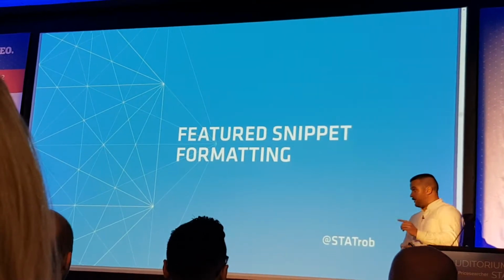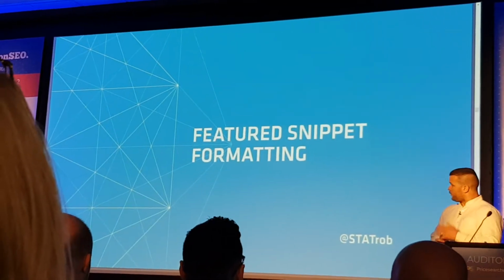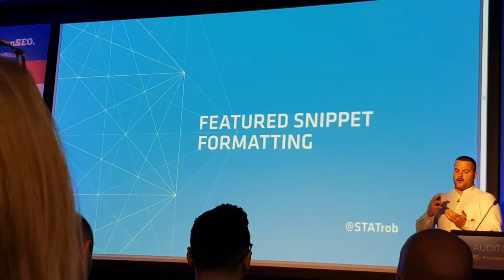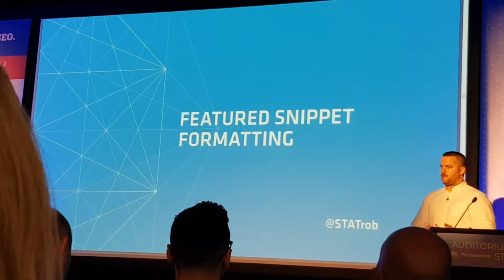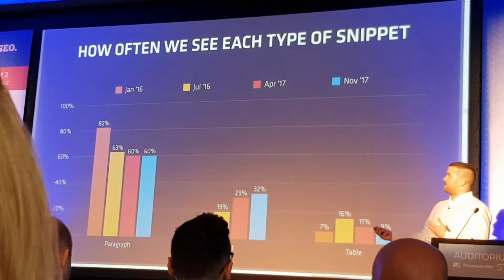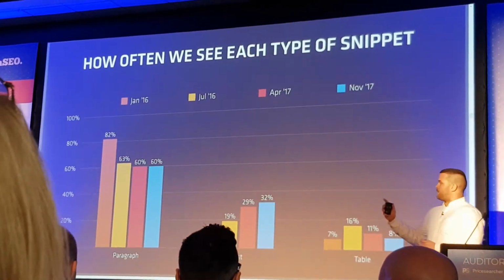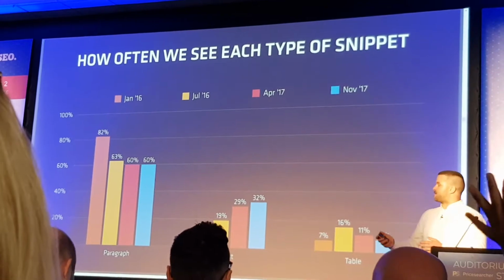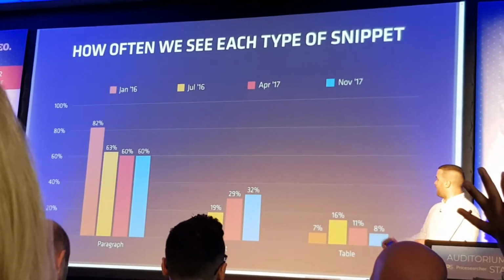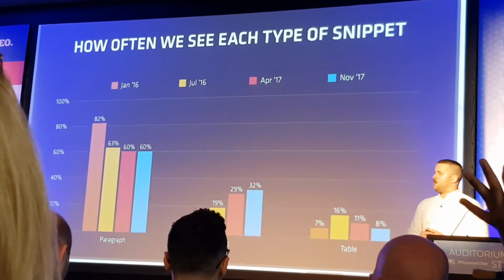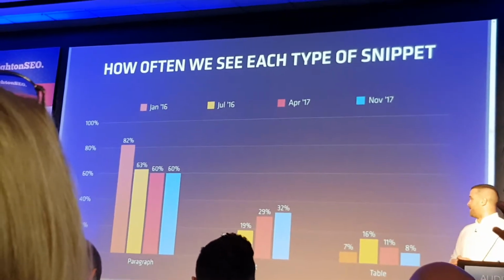Okay, so the last stop on our tour of snippet formatting. You know that there are three core types, right? There's the paragraph, there's the list, and there's the table. This chart shows how often we see those different types of snippets. You can see paragraphs are still the most prevalent at 60%, they've kind of leveled out. And then we have an increase in lists over time and a decrease in tables over time. We believe that the lists are taking the space of the tables.